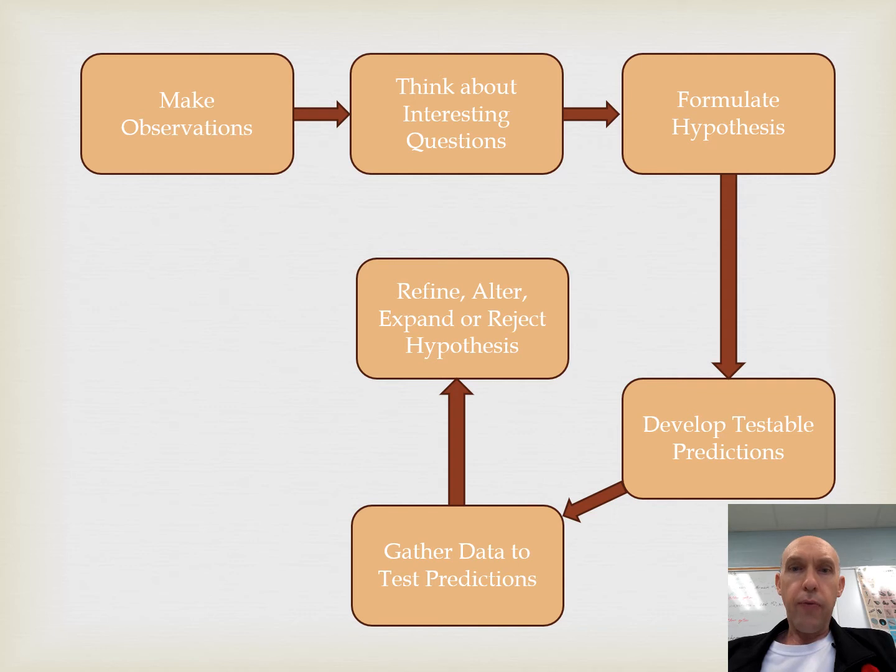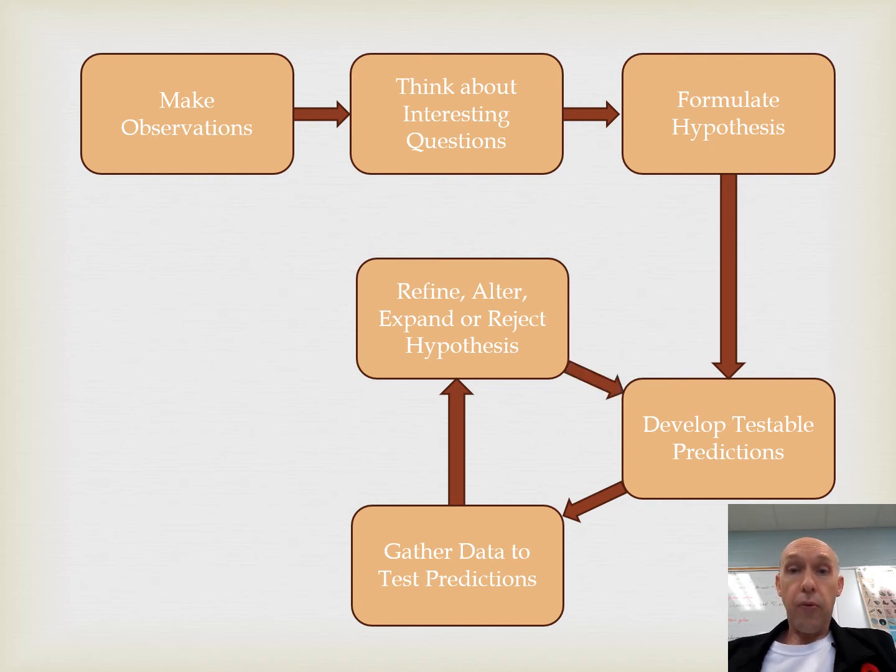From there, we refine, alter, expand, or even reject our hypothesis. So it's entirely possible that the original hypothesis is wrong, and that's okay. Because in the scientific method, the goal is to build a body of evidence for how the world works. So in science, you can publish information that says this does not work, and that's actually valuable because it means nobody else will do the same thing.